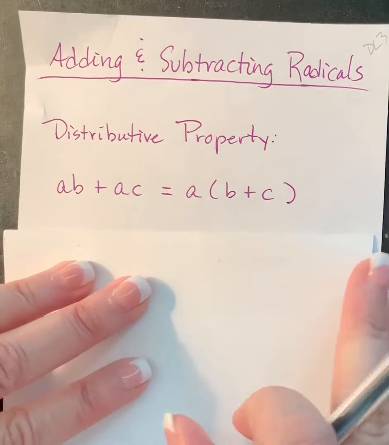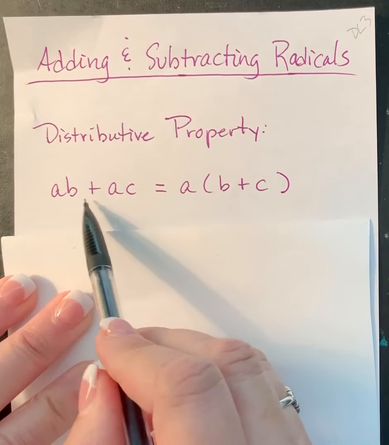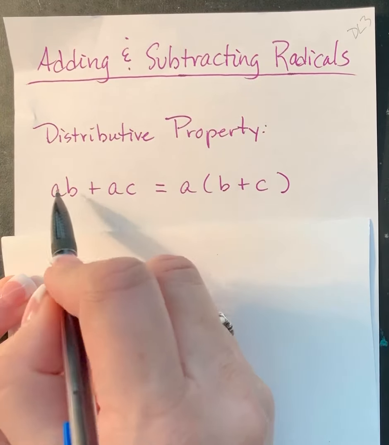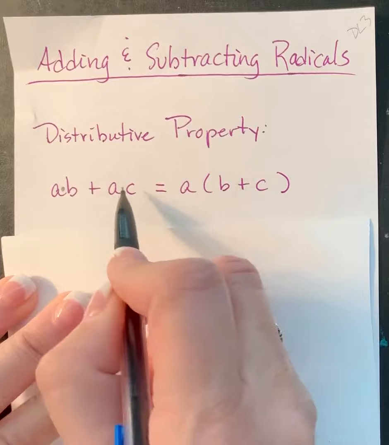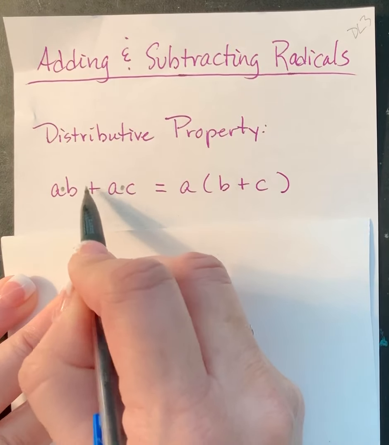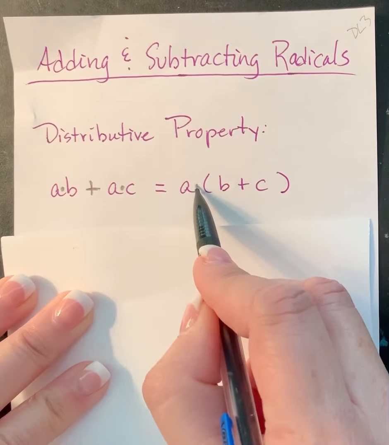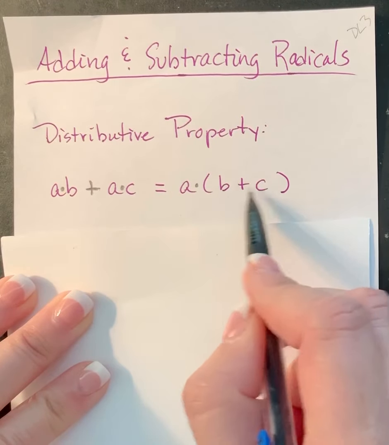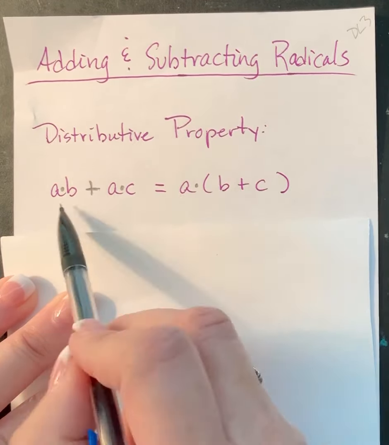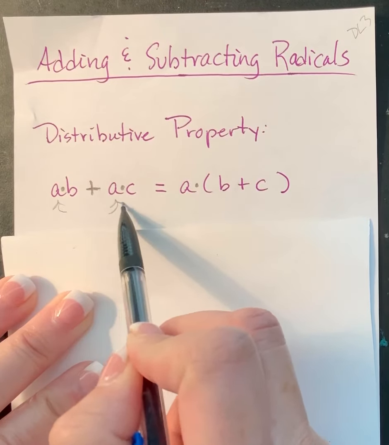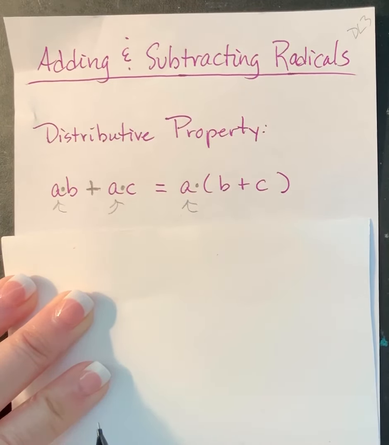So remember that if you have AB plus AC, and see this is a product here, A times B, and this one's another product, A times C, and we have a sum here, that could be written as A times the quantity of B plus C. So if there's a common factor, you can write that separately. And we often call this factoring.